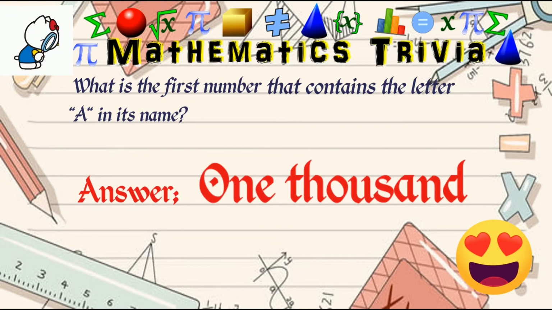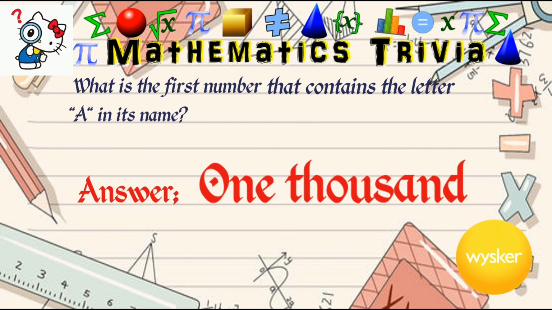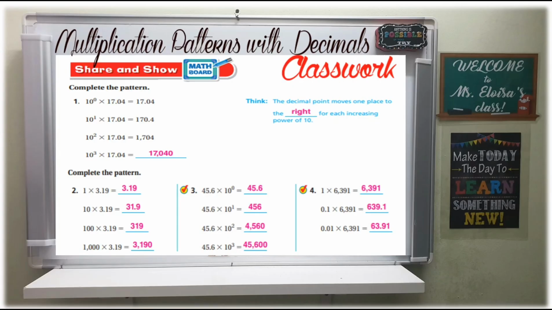Our trivia question is, what is the first number that contains the letter A in its name? And the correct answer is 1,000. And here are the correct answers. Can you check your answers if you get the same? Very good.